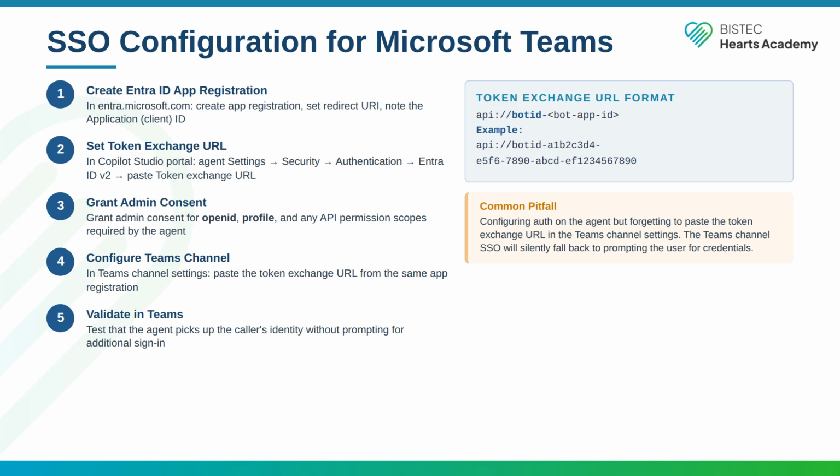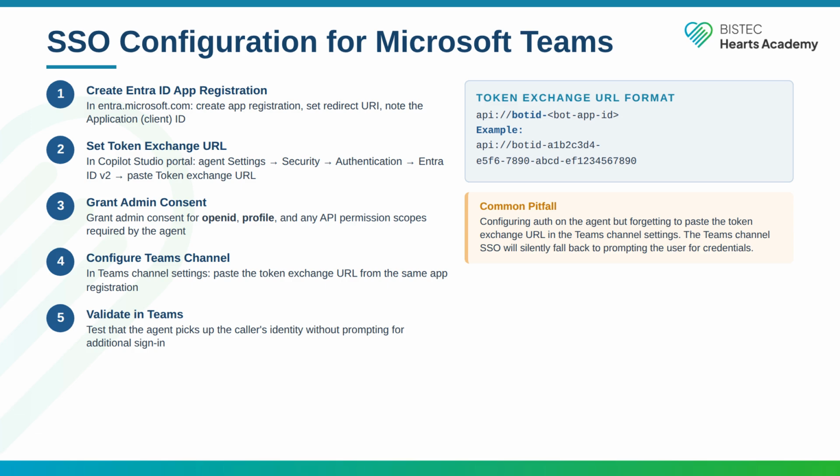Step 2. Set the token exchange URL in Copilot Studio. Navigate to the agent settings, then security, then authentication. Choose Entra ID v2 and paste the token exchange URL. The token exchange URL format is api://botid- followed by the bot's application ID GUID. For example, api://botid-a1b2c3d4-e5f6-7890-abcd-ef1234567890. This URL tells the Teams channel which app registration to use for the token exchange.